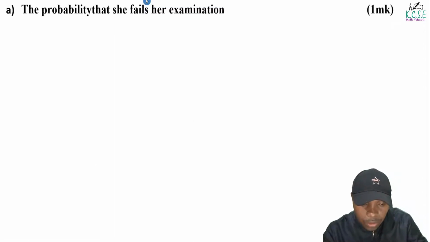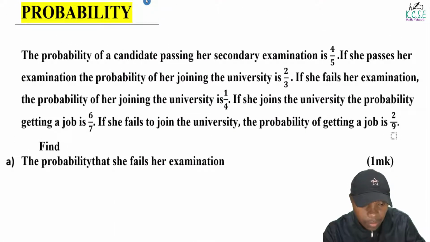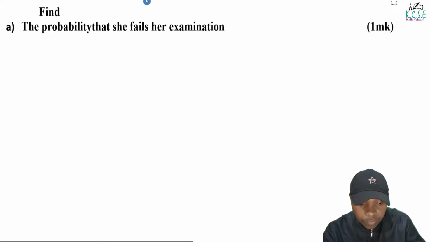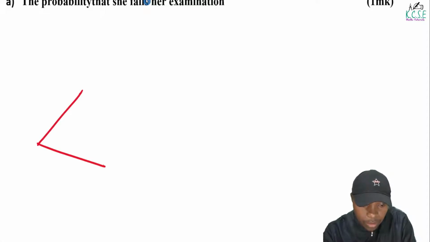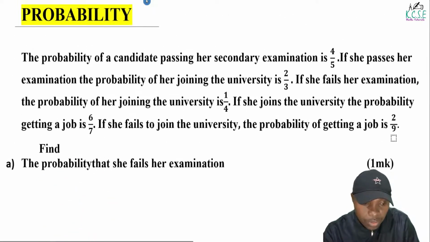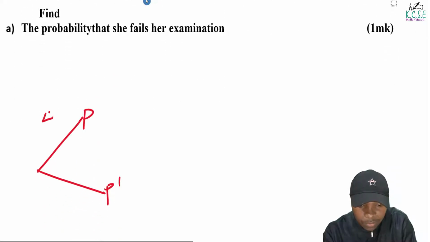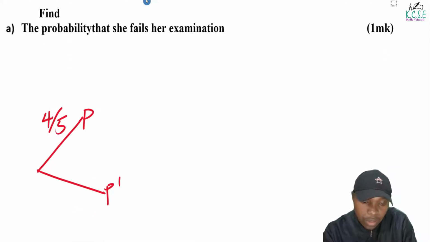We are going to start with the first statement, the probability of the candidate passing the examination. So the first branch will be the probability of passing and the probability of not passing the examination. The probability of passing the exam is 4/5. Therefore, the probability of not passing the exam, or failing the exam, is 1/5.